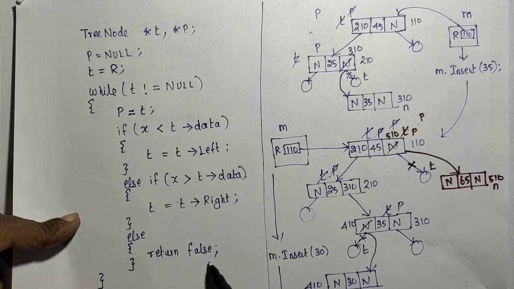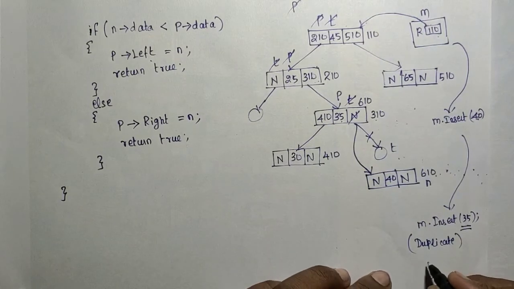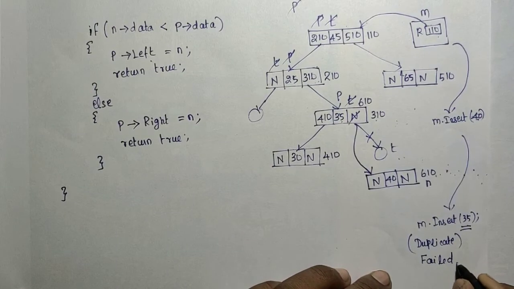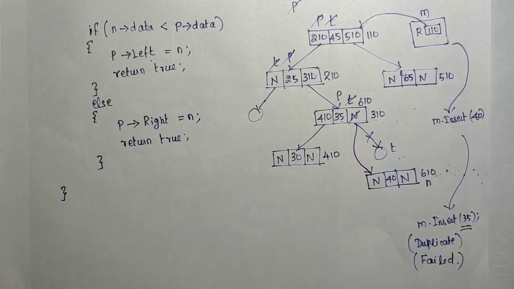So this condition is also false, this condition is also false, and then what? Else part, return what? False. So it will return false. So the operation will be what? Failed. It will return false since it is a duplicate.